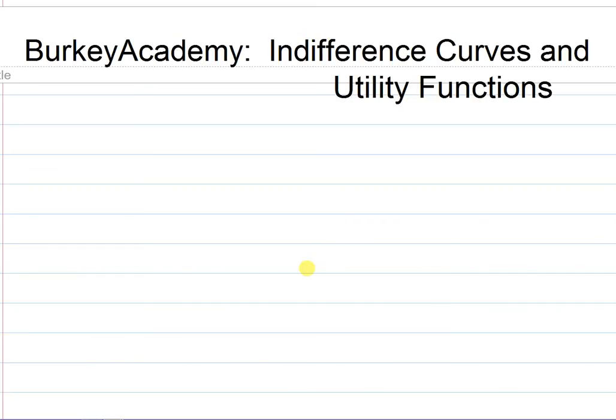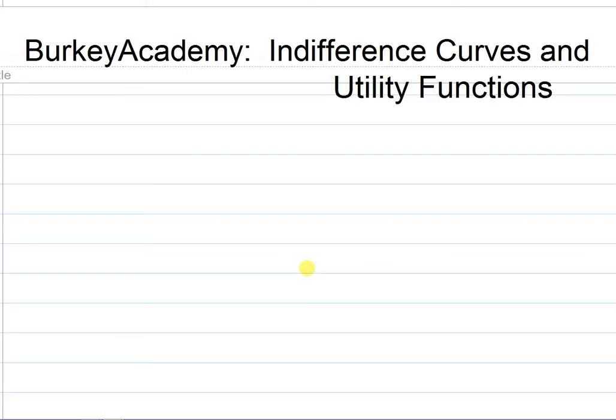Hi, in this video what I'm going to do is look at a few different situations where we want to represent preferences in a specific kind of way and try to think about two things. What would those indifference curves look like? And what kind of mathematical utility function might give us that kind of indifference curve map.